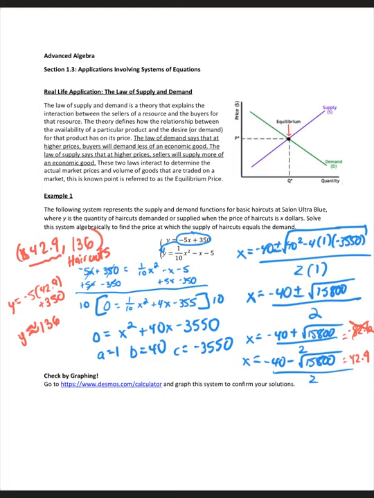After you get your answer, I would highly encourage you to check this solution by graphing. You could visit Desmos.com and graph these two equations to confirm your solutions.